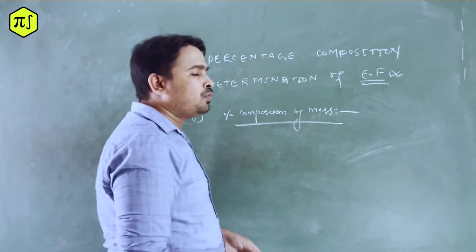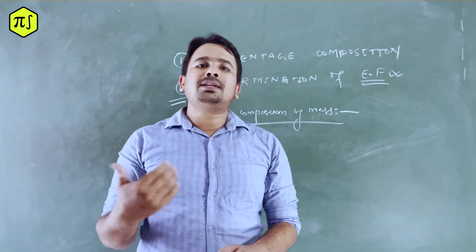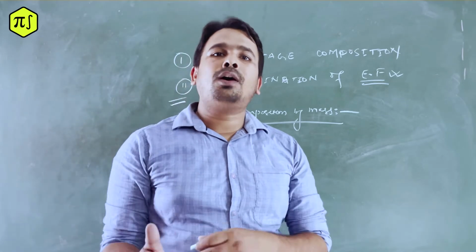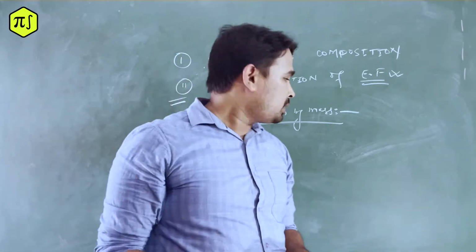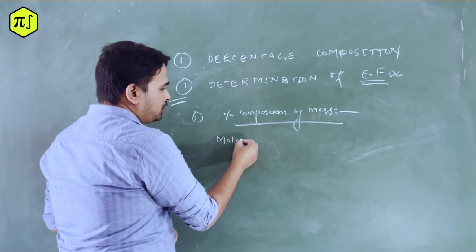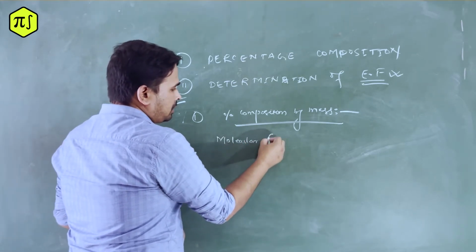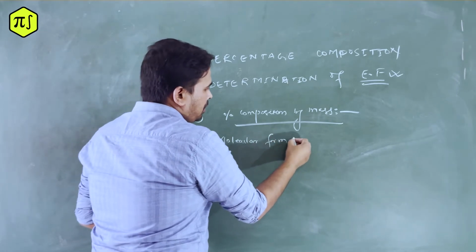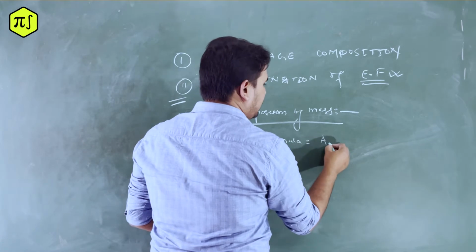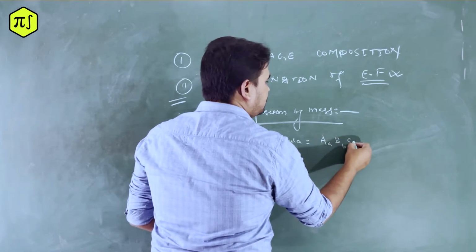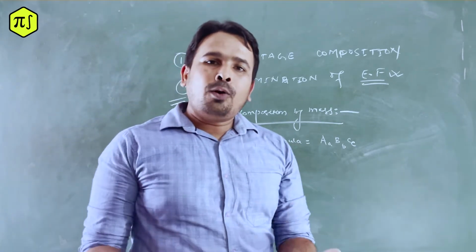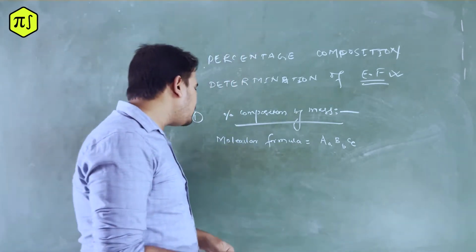So guys, for a molecule, what is the component which constitutes the molecule? It's the atom of the element. So let's say the molecular formula is A_x B_y C_z. Now we are going generic here. So this is the molecular formula, guys.